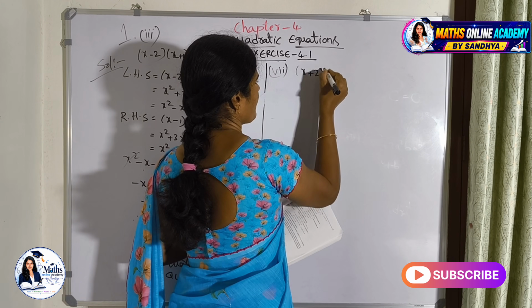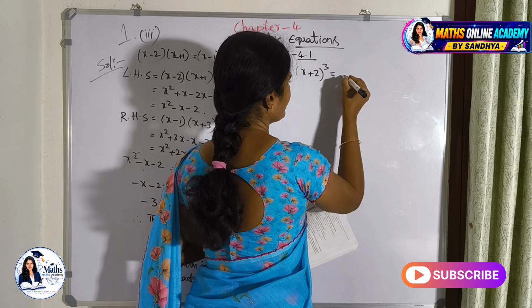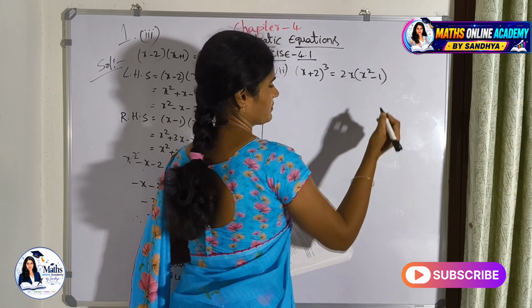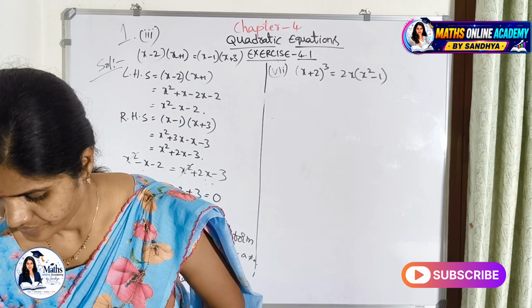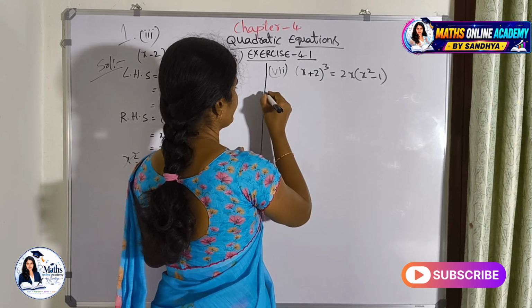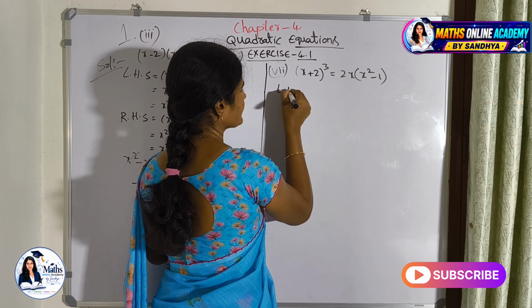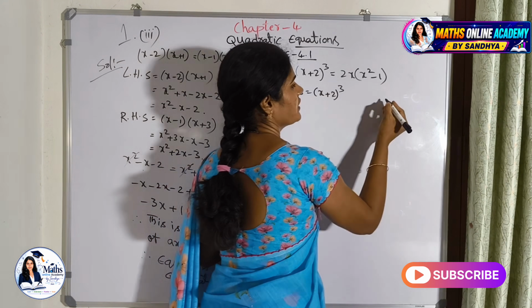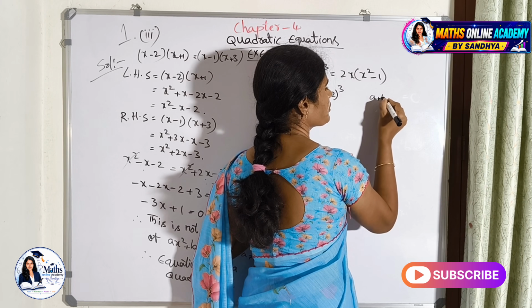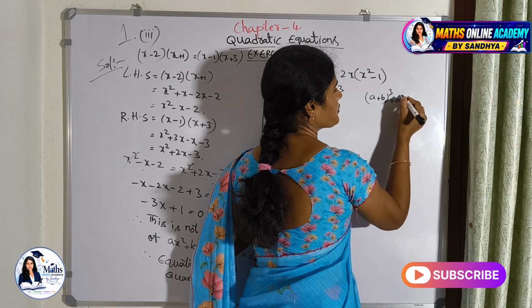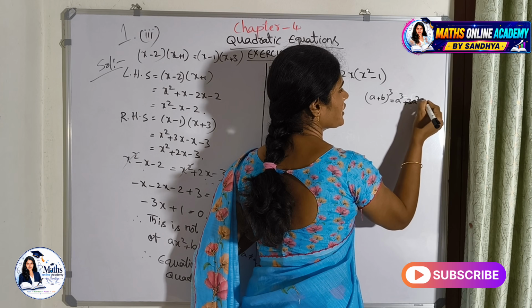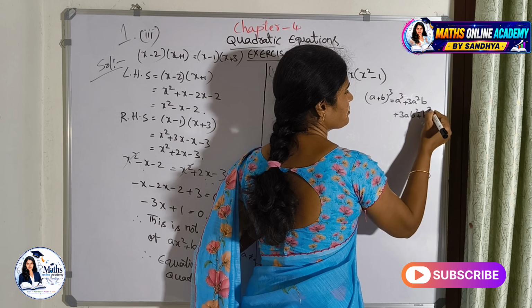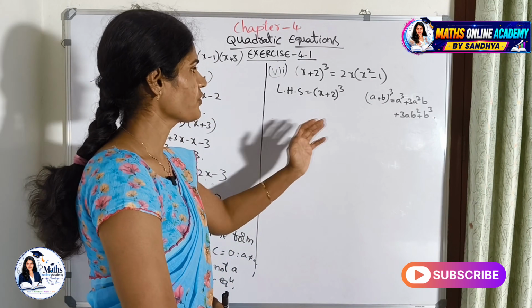x plus 2 whole cube equal to 2x into x square minus 1. Okay. This is in the form of what? LHS equal to a plus b whole cube. What is the formula of a plus b whole cube? a cube plus 3a square b plus 3ab square plus b cube. Okay, this is in the form of that.